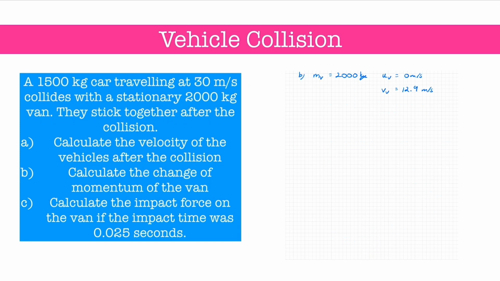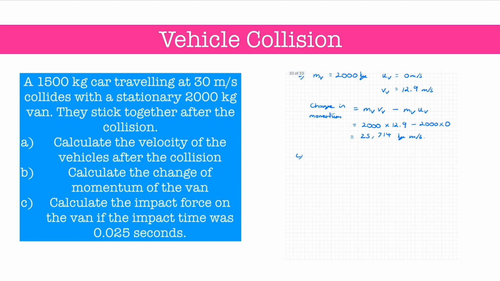For part B, we just need to work out the momentum of the van before the collision and after the collision, then take the difference. So the change in the momentum is going to be the mass of the van multiplied by its final velocity minus the mass of the van multiplied by its initial velocity. So you can see this works out to be 25,714 kilogram metres per second. Now really, as this is an interim answer, I should be giving that to 3 significant figures as well. So I should have written 25,700 kilogram metres per second. But again, I'll be keeping that unrounded value in my calculator for use in the next part.